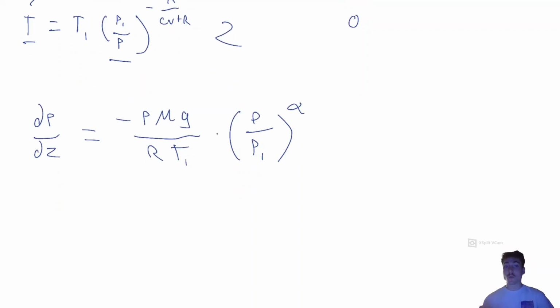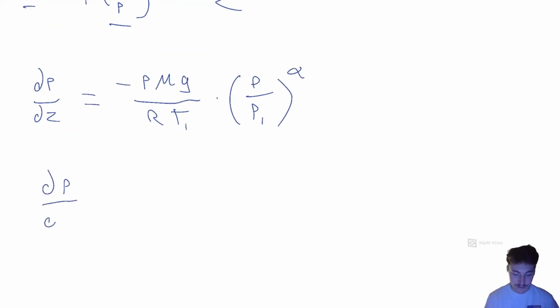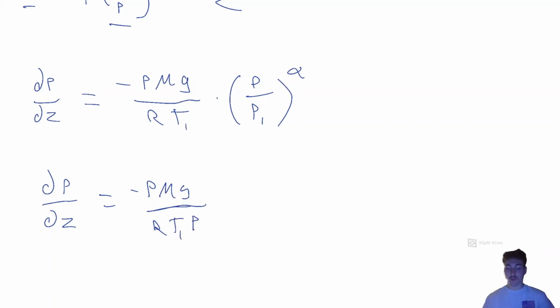Now we're going to multiply this over, so this P1 will go down to the bottom, and we can rewrite this here. So dP over dz equals negative P molar mass G over RT. This P1 will go on the bottom now, and then we're going to multiply the two P's together. The first P technically has a power of 1, and the other one has a power of alpha, so this is going to go to 1 plus alpha.